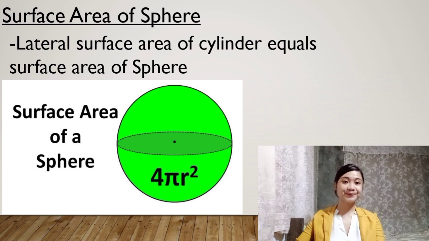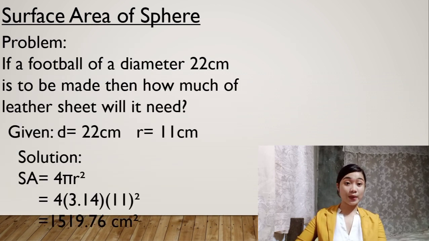However, the surface area of a sphere is given by 4 pi r squared. That is the formula. Okay, so surface area of a sphere. So we have a problem. We have a problem here.